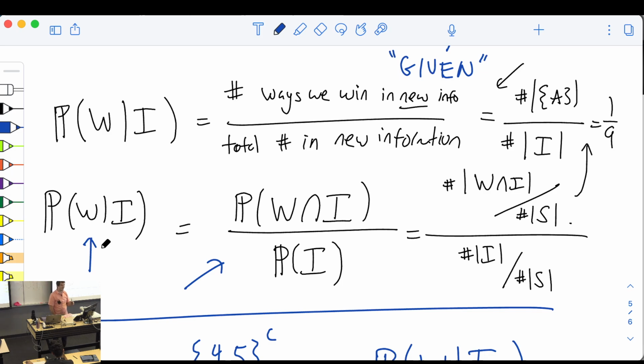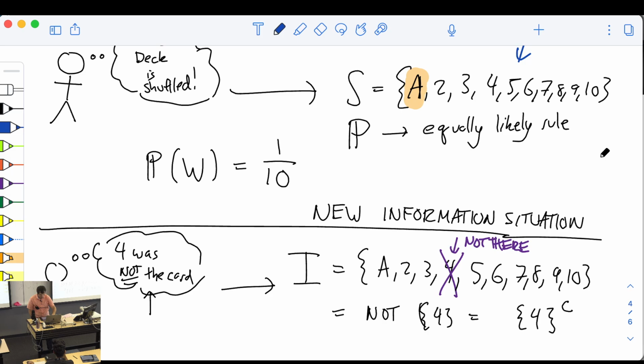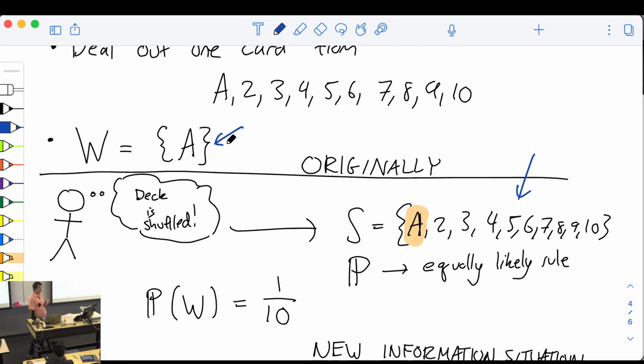What does W stand for again? W is the event that you win the game. And in this situation, you win the game only if an ace comes up. So you might imagine a different game where you could win if an ace or a 5 comes up, right? And then if the 5 is revealed, I still have some chances to win. But in this situation, W is the winning event.